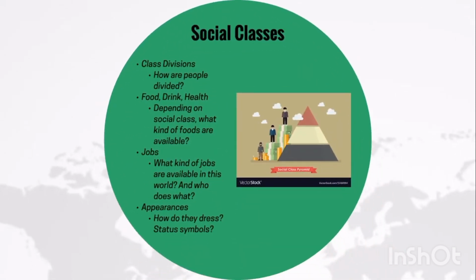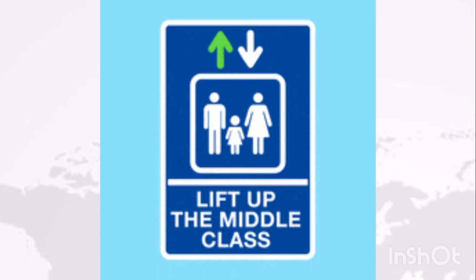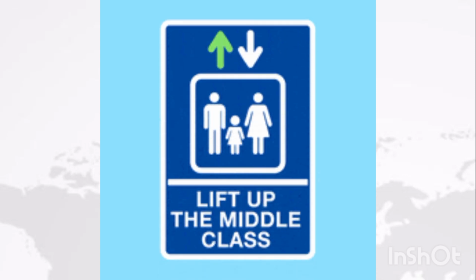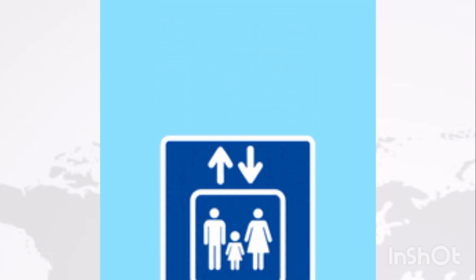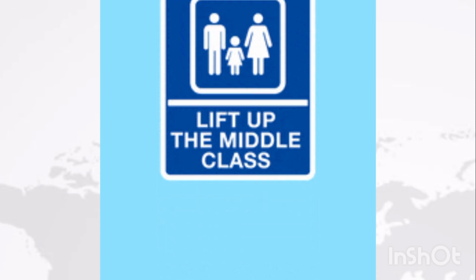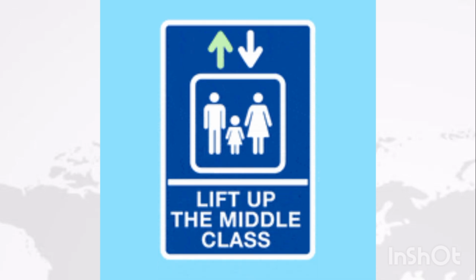Social classes. What kinds of class divisions are there? How accessible is food, drink, and healthcare? And depending on social class, how easily accessible are these things? Jobs. What kind of jobs are available in this world? And who does what?